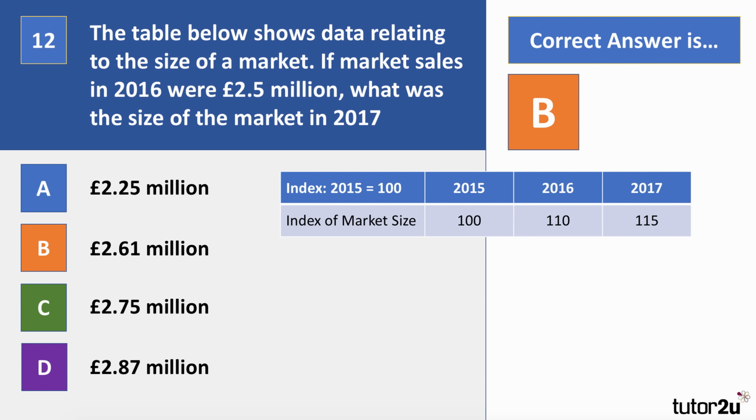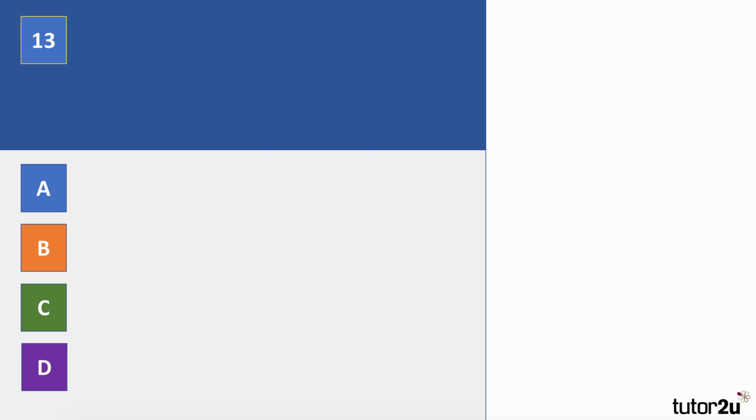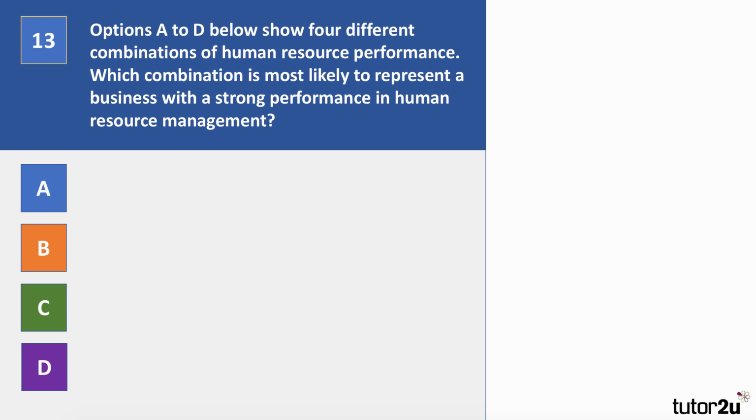You could also work out the size of the market in 2016 and 17 by reference to 2015. So 2016 would have been 10% higher, 2017 would have been 15% higher than 2015. But my first description there was the quickest way. So 2.61. Okay, question 13.